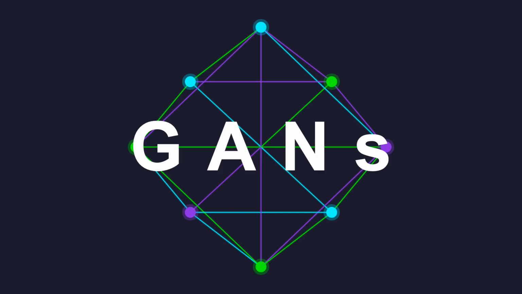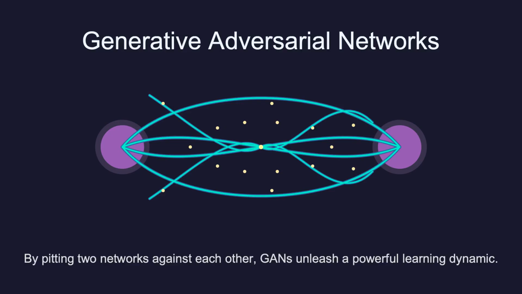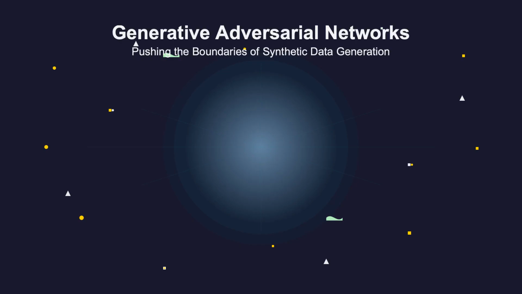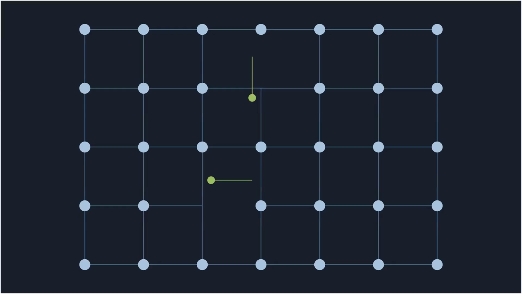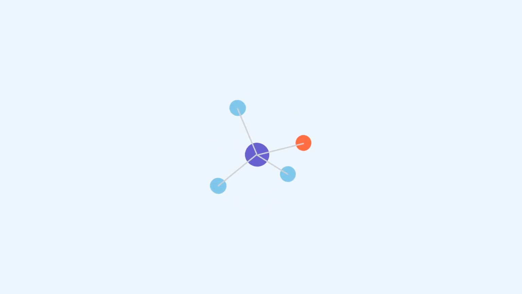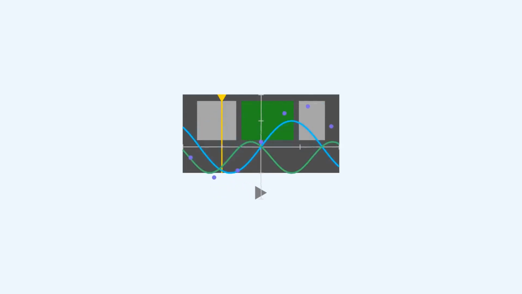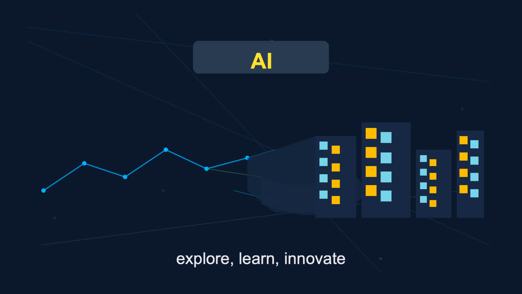Generative adversarial networks represent a monumental leap in AI's ability to create. By pitting two networks against each other, GANs unleash a powerful learning dynamic that has pushed the boundaries of synthetic data generation. While challenges remain, research continues to refine their stability and expand their capabilities. From crafting hyper-realistic faces to aiding scientific discovery, GANs are not just fascinating theoretical constructs. They are practical tools shaping the future of digital content creation, data analysis, and beyond.